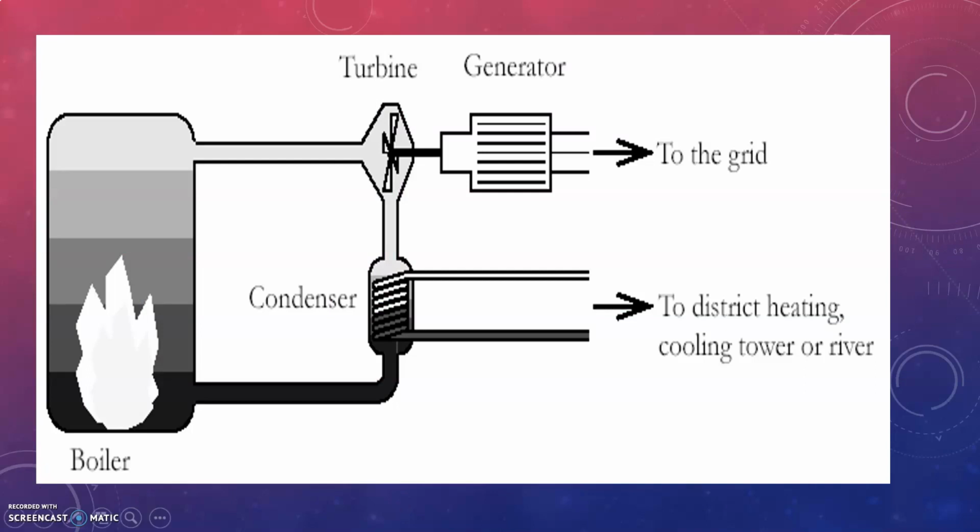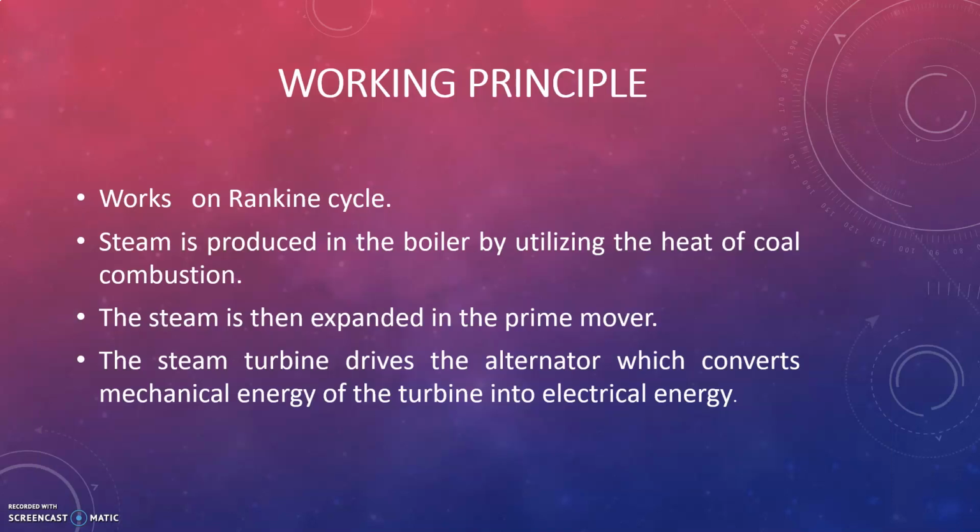It consists of a boiler which produces steam. That steam is given to a turbine or a prime mover, and a generator or an alternator is coupled to the turbine, which produces electric energy. The steam power plant works on the Rankine cycle.